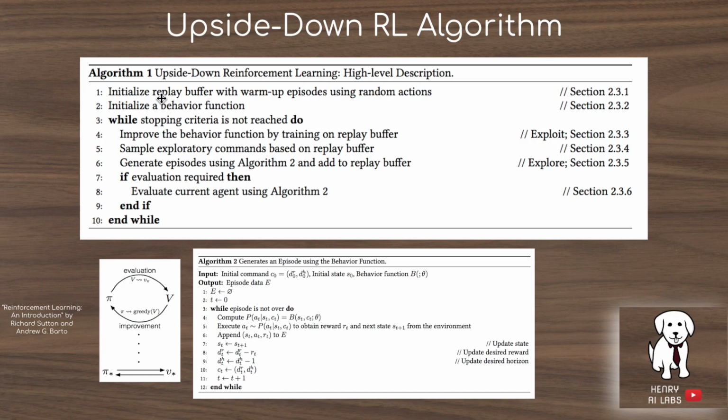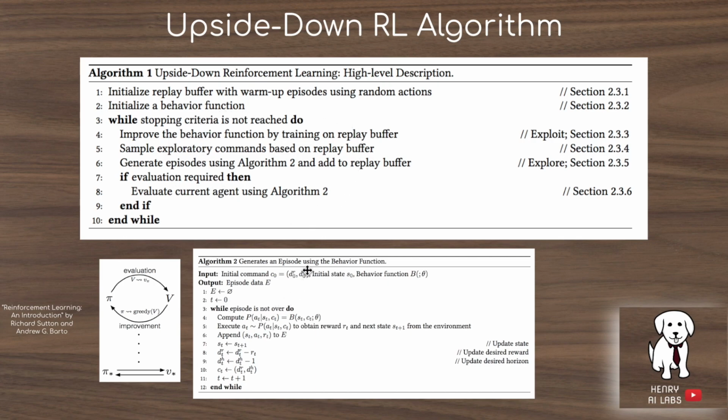So the idea here is you first initialize the replay buffer, which we're going to sample from to do supervised learning on the behavior function, with a random policy. Then you update the behavior function by training on the replay buffer that starts off from random actions, and then you sample the commands, update the experience, and train the behavior function in this kind of a loop.